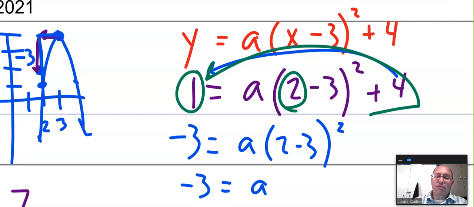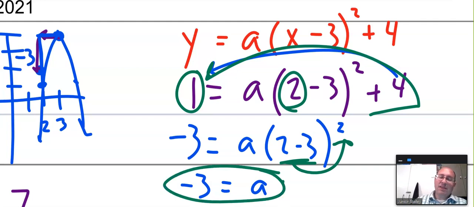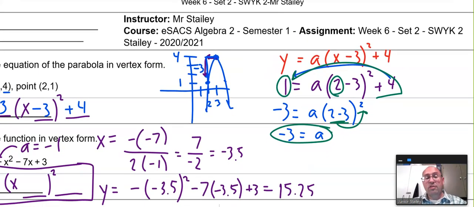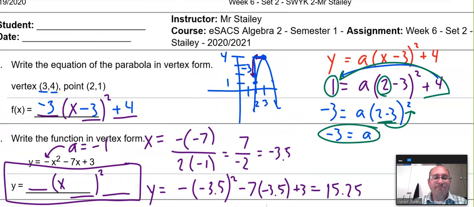Subtracting 4 gives me -3. 2 minus 3 is -1. -1 times -1 is +1. So we end up with the exact same thing we started with. We knew it was going to happen that way, so that's nice that it worked out.